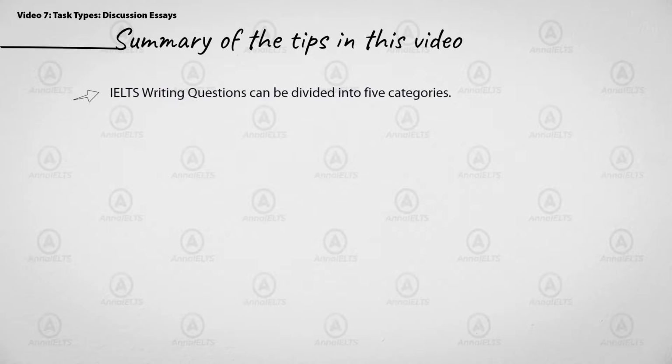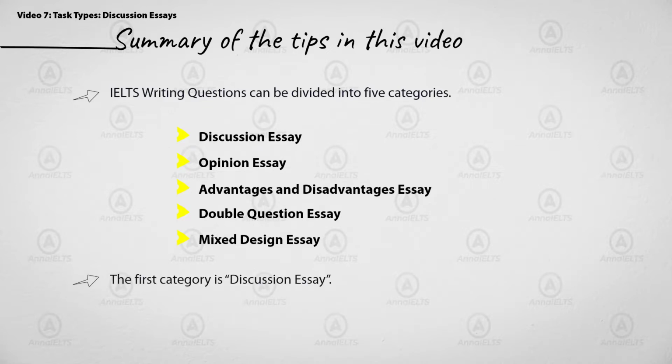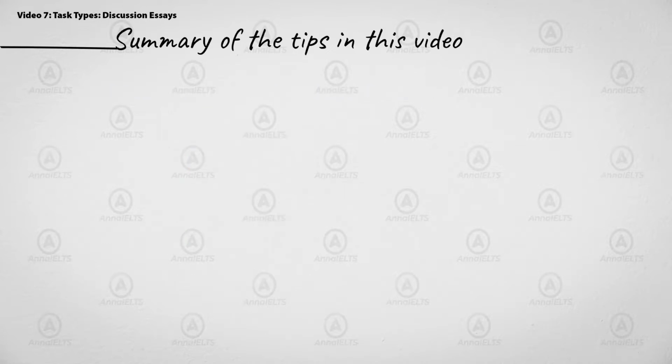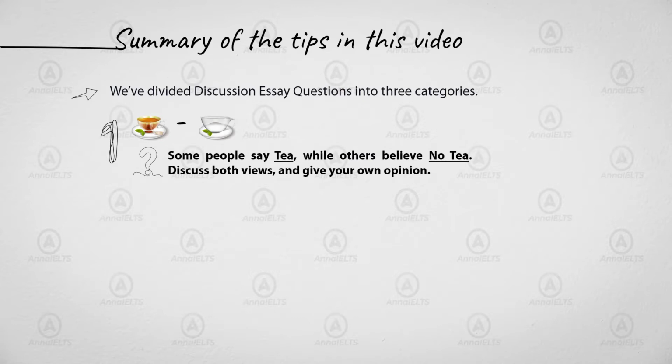IELTS writing questions can be divided into 5 categories: discussion essay, opinion essay, advantages and disadvantages essay, double question essay, mixed design essay. The first category is discussion essay. We've divided discussion essay questions into 3 categories. Number 1, tea, no tea. Some people say tea, while others believe no tea. Discuss both views and give your own opinion.